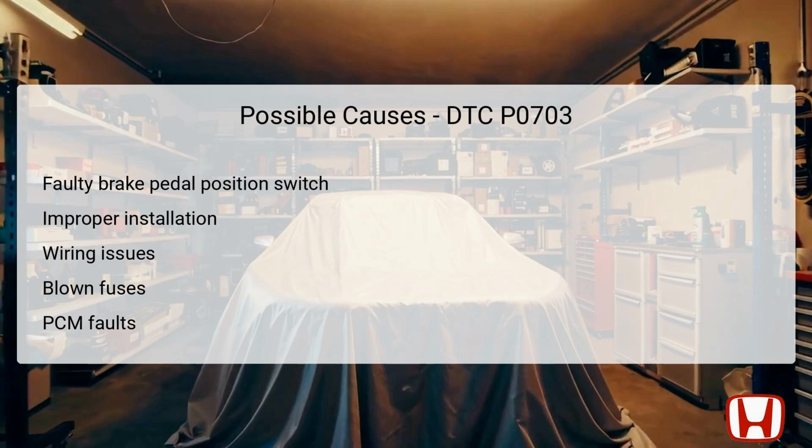Blown fuses, particularly the 10A D21 fuse related to the brake system, can indicate problems with electrical circuits. Additionally, faults in the powertrain control module, PCM, can result in erratic or incorrect performance of the brake signal functions. Each of these potential causes must be thoroughly evaluated to ensure effective troubleshooting.